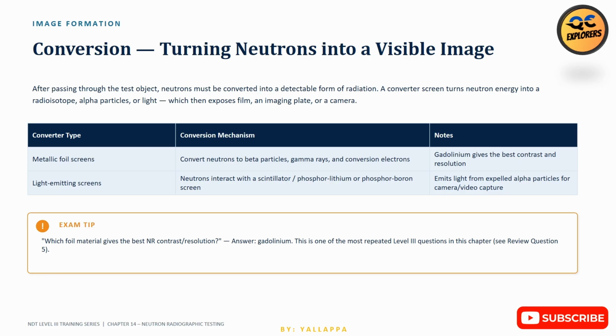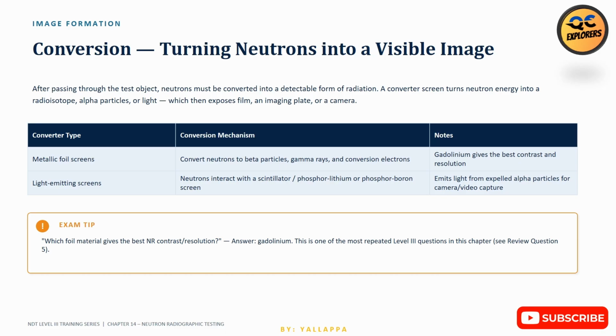The second category is the light-emitting screen, also known as a scintillation screen. These screens contain phosphor materials enriched with lithium or boron. When neutrons interact with these materials, alpha particles are produced. Those alpha particles excite the phosphor, causing it to emit visible light.